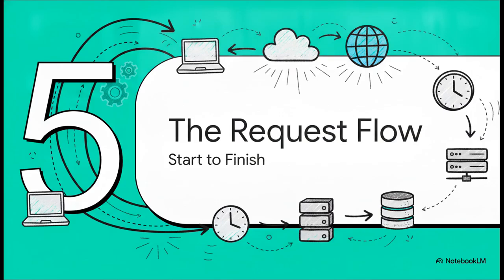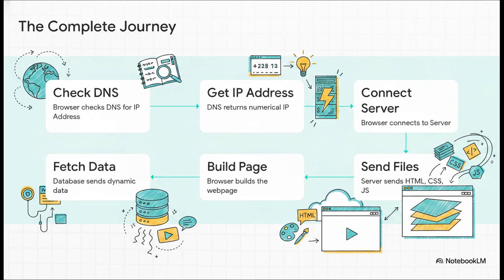Okay, let's bring it all together in part 5 with the complete request flow. Zooming out, here is that entire life cycle from start to finish. Step 1, you type the URL and your browser checks the DNS phone book. 2, DNS shoots back the exact numerical IP address. 3, your browser rushes to connect to that server. 4, the server gets the request and hurls the HTML, CSS, and JavaScript files back at you. 5, your browser rapidly builds the page layer by layer. And 6, the database keeps sending dynamic data so you can stream video or load new comments.